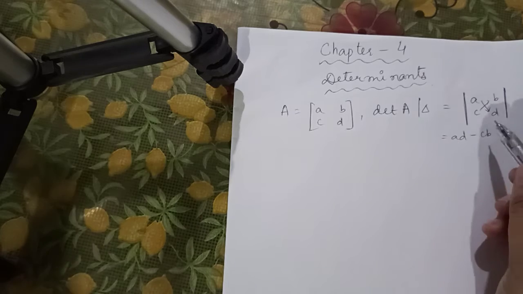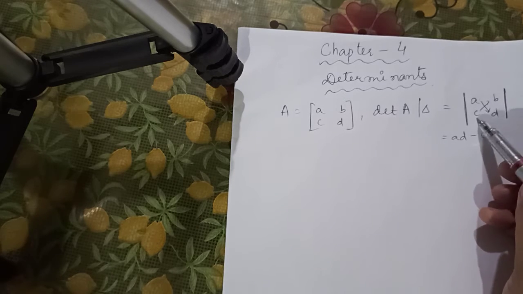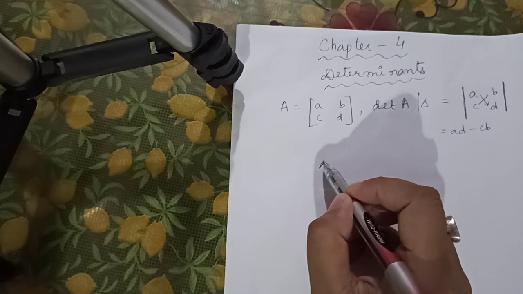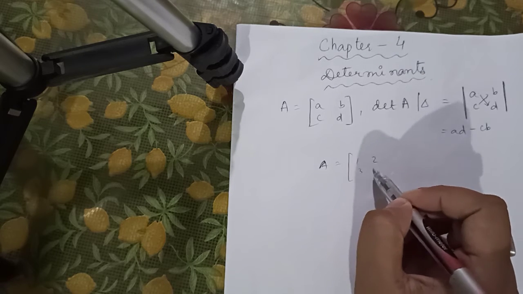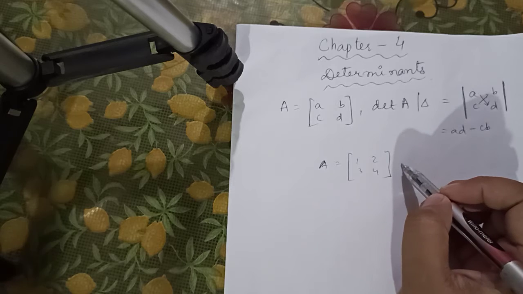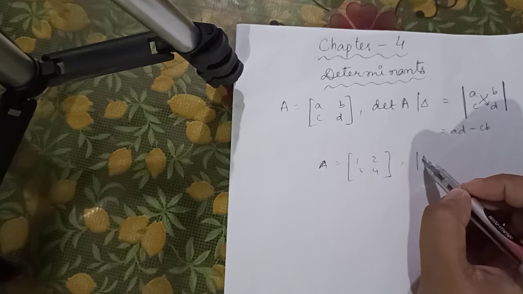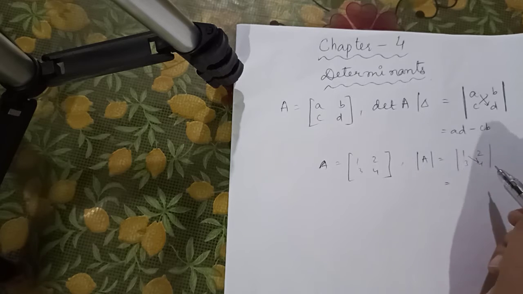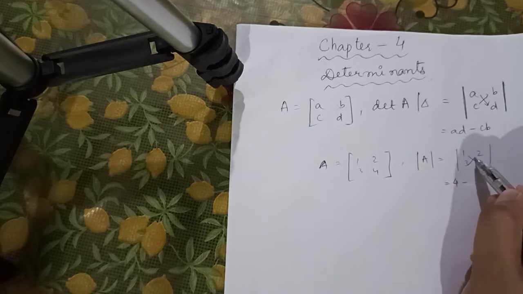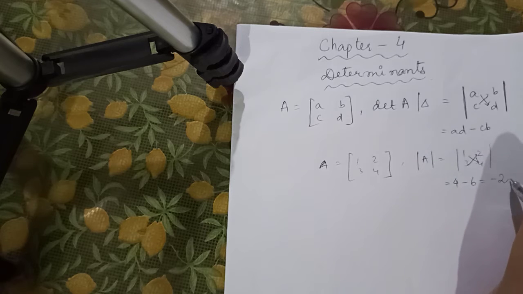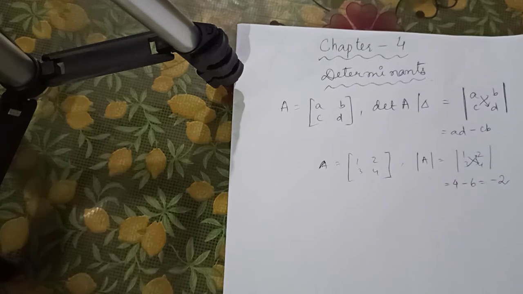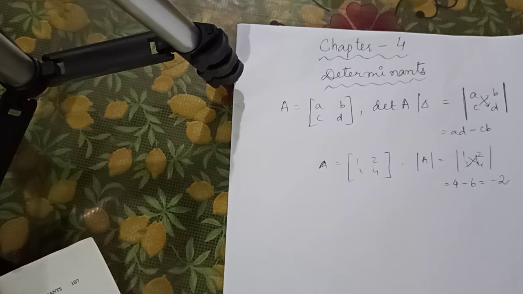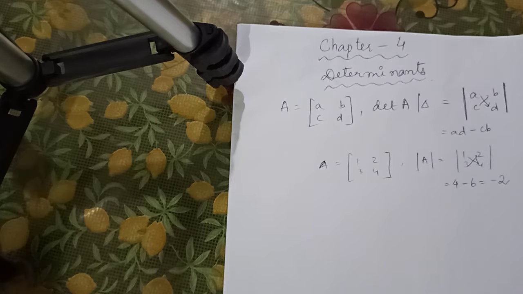So to find the value of a determinant, we simply multiply the corner elements and then subtract. For example, if you have the matrix 1 2 3 4 and you are asked to find the value of its determinant, then determinant A will be 1 into 4 is 4, minus 3 into 2 is 6. So the value is coming to be minus 2. So it's a 2 by 2.